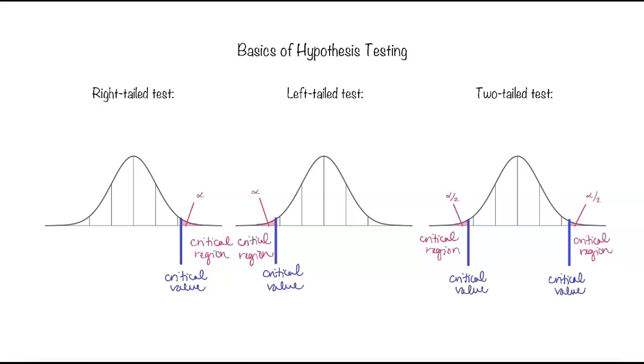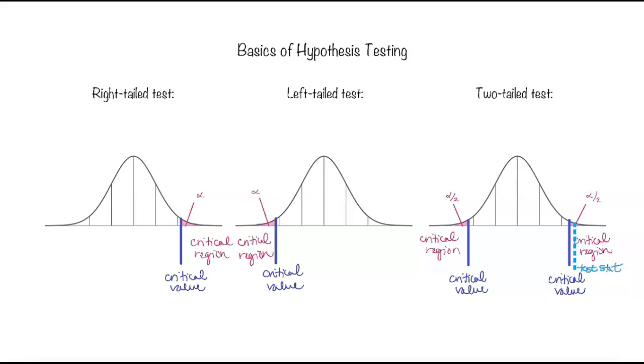When we translate our sample statistic into a test statistic, that test statistic may or may not land inside the critical region. Let's take a look at our two-tailed test. If our test statistic were to land somewhere like this, then that means it's not inside the critical region, also called the rejection region, which implies that we would not reject the null hypothesis. But if instead the test statistic was here, then it would be inside that critical region and it would cause us to reject the null hypothesis.